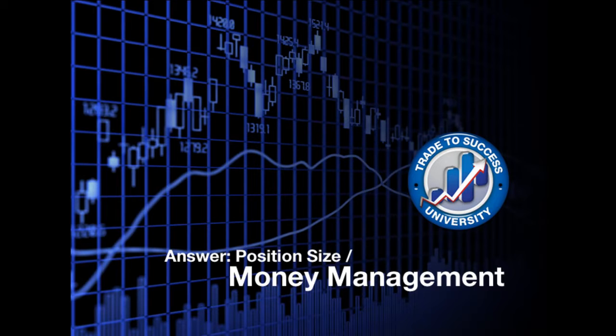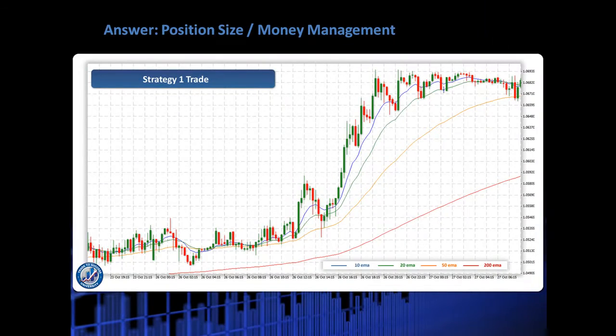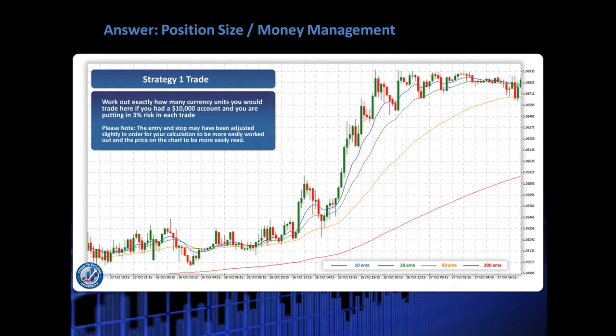Okay, so let's talk through the chart on the previous page. So this is the chart. It's a strategy 1 trade. We're going to be working out if we have a $10,000 account with a 3% risk in each trade, how many currency units will we be trading here?